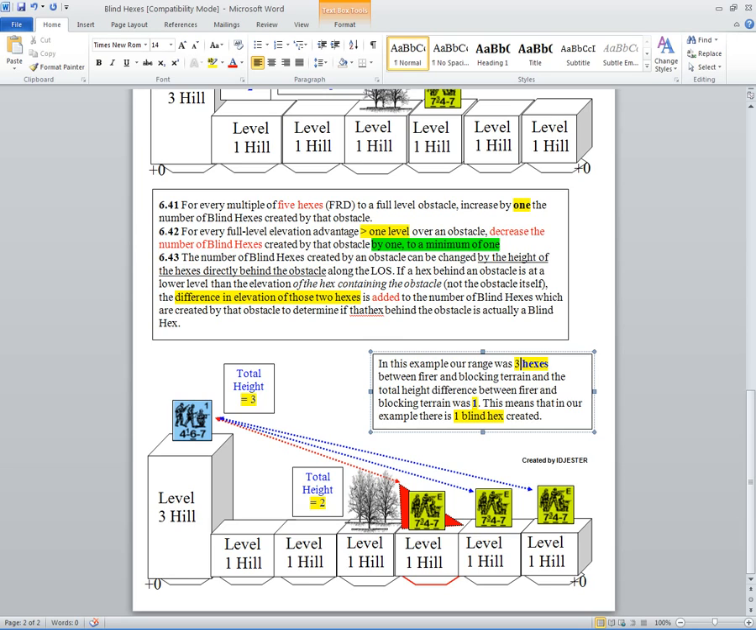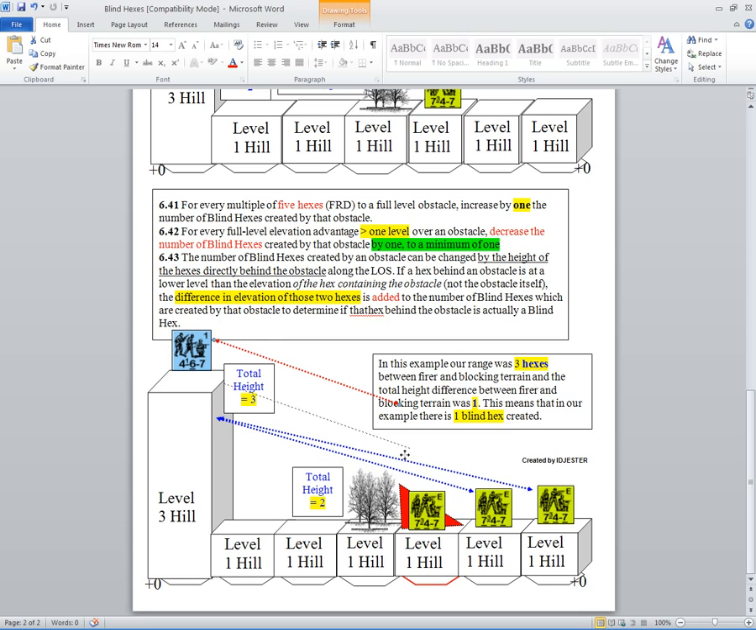Now, section 6.42: for every full level of elevation advantage greater than 1 level over an obstacle, decrease the number of blind hexes created by that obstacle by 1, to a minimum of 1. What that represents is, if this guy was even higher up, you can see that he's going to get a steeper angle, and it's going to create fewer blind hexes, obviously, if you're higher up.